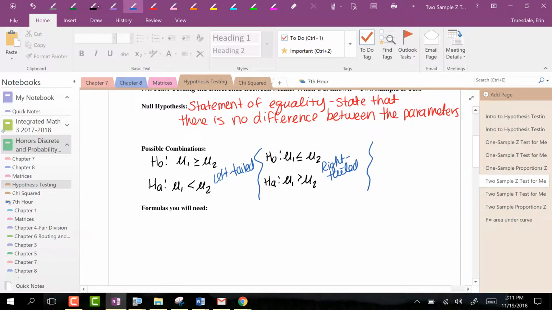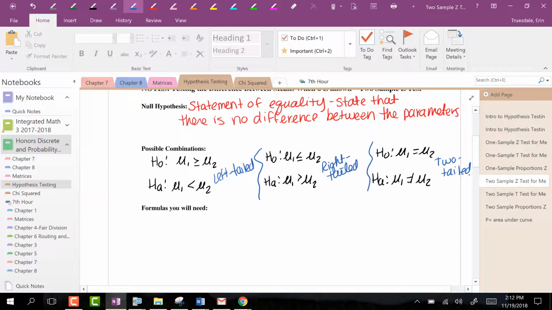Okay, or you could have that the mean of the first is equal to the mean of the second, or not equal to. Okay, and that's 2-tailed. So it's not all that different. The statements before were where this side was a number. Okay, so you were saying the mean is less than or equal to 8 or whatever it was. Here we're comparing the 2 means to each other.